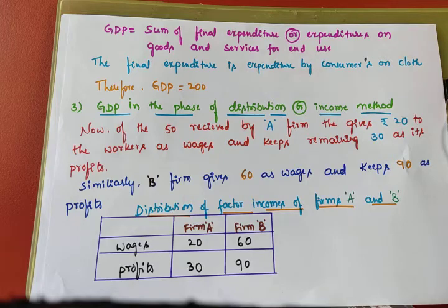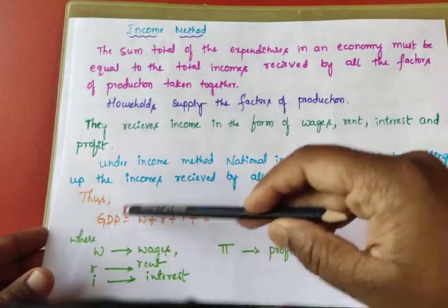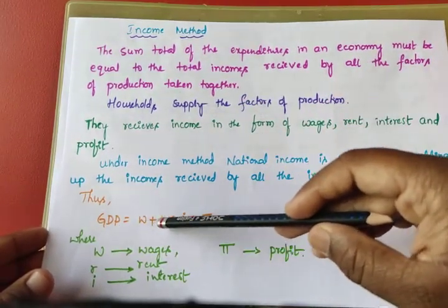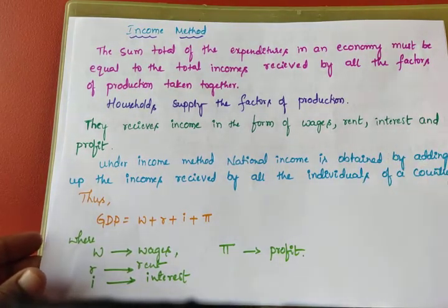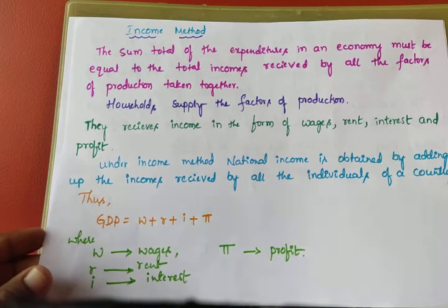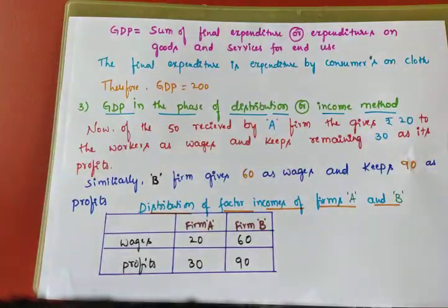Okay, this is what we understood in yesterday's class. To calculate GDP under the income method, by adding wages, rent, interest and profit, we can get the national income. So national income is obtained by adding up the income received by all the individuals. Here the income means income in the form of wage, salary, and profit, which we can use to calculate national income.